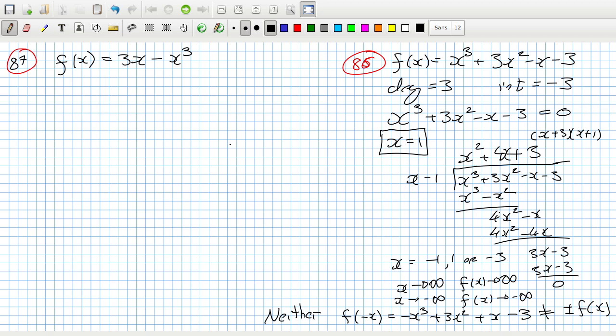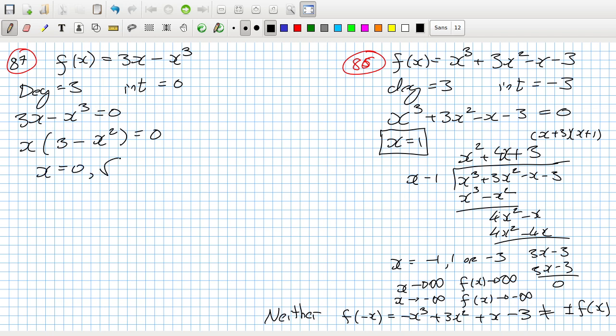Okay. All right. Degree 3, intercept 0. Then 3x minus x cubed equals 0. Take out the x, I'm left with 3 minus x squared equals 0. So that means x is 0, root 3, or minus root 3. What else do I need now? The behavior at the end.